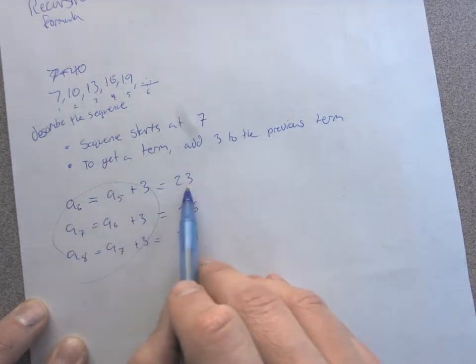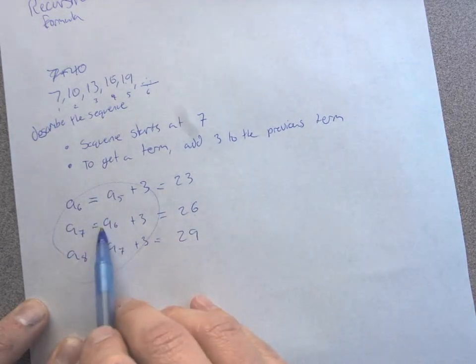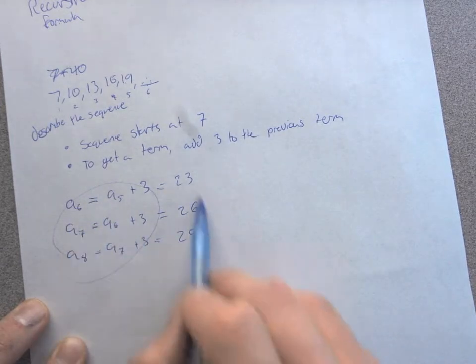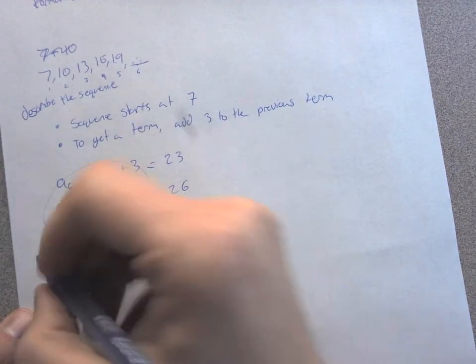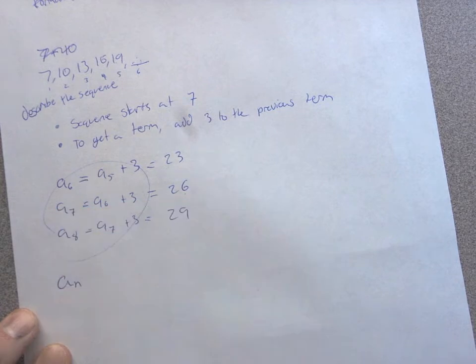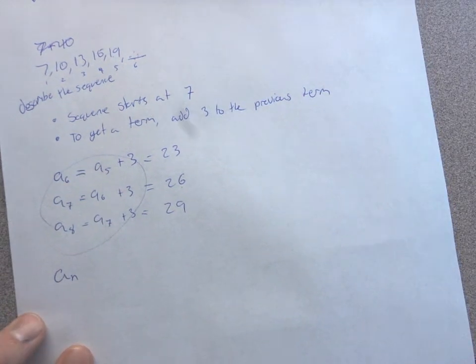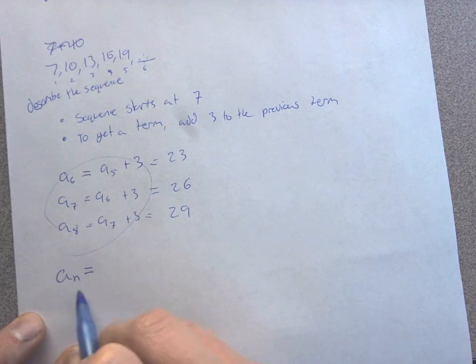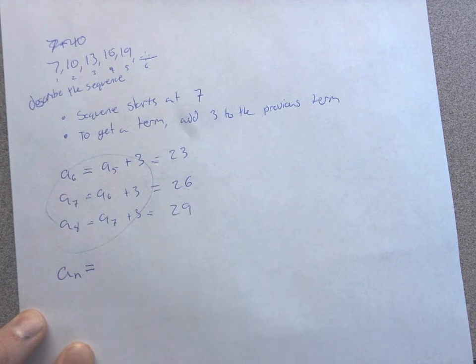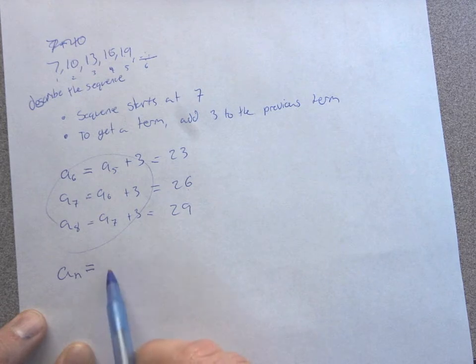So A6, the answer is 23. Cool. Take 23 and add 3 to it to get A7. Take that and add 3 to it. You're constantly using the previous terms here. So let's just kind of generalize. Let's say you wanted any term. Well, if you wanted any term, then you'd have to know the one before it. So if you wanted A100, you'd have to know A99. If you wanted A1001, you'd have to know A1000.